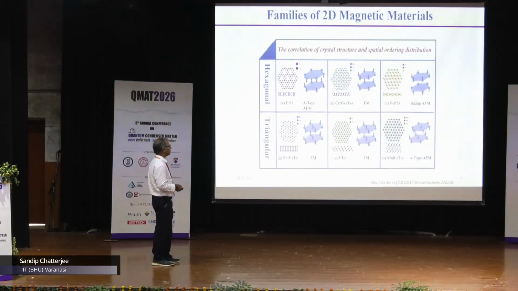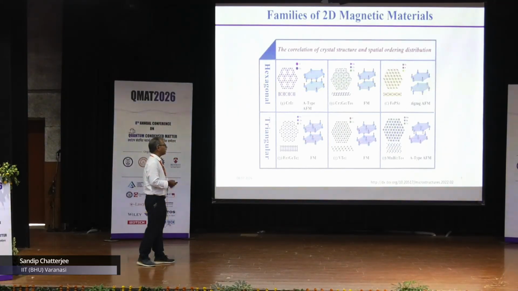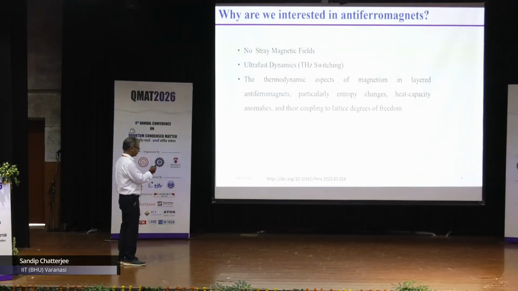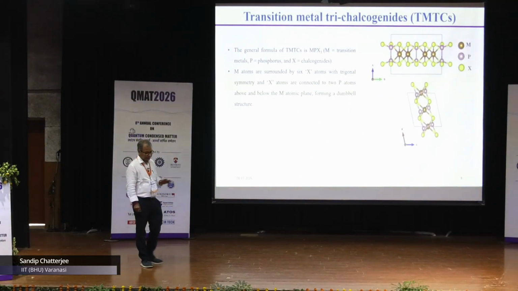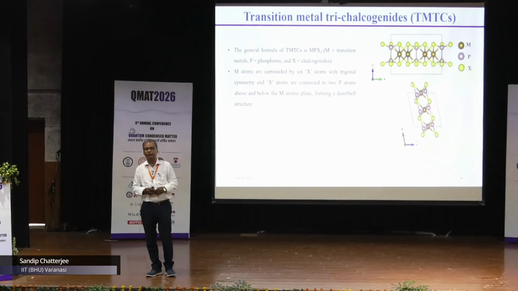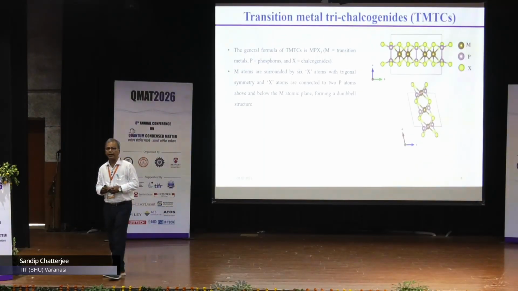In the previous talk, Professor Zakir Hussain already mentioned MnBi2Te4. So today we will discuss these two materials, FePS3 and MnBi2Te4. Both of these materials are antiferromagnetic.